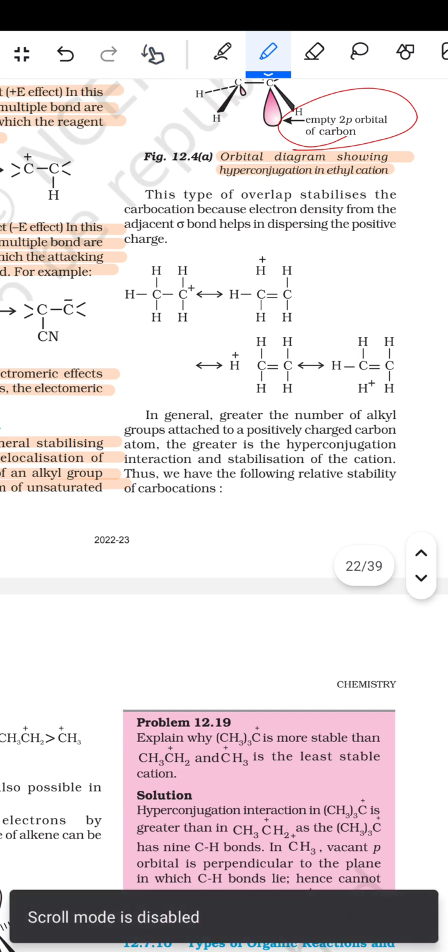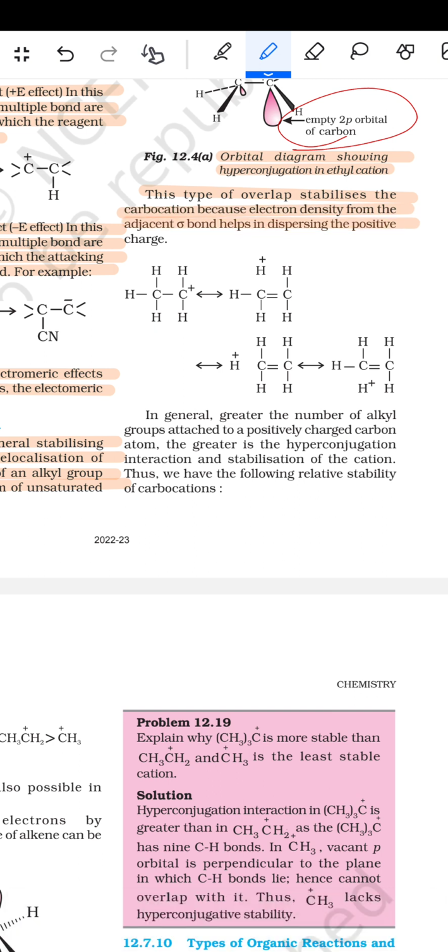फिर आता है, this type of overlap stabilizes the carbocation because the electron density from the adjacent sigma bond helps in dispersing the positive charge. In general, the greater the number of alkyl groups attached to the positively charged carbon atom, the greater is the hyperconjugation interaction and stabilization of the cation. Thus, we have the following relative stability of the carbocation.